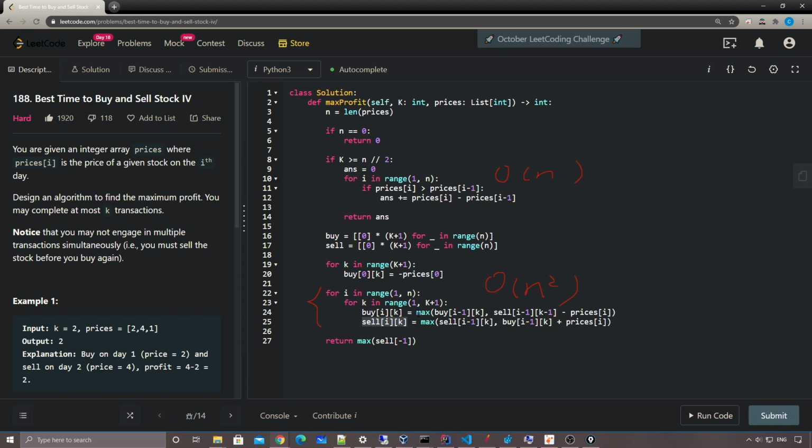Where you don't buy, right? You don't buy at the current state, which means this one has to come from the buy i minus one, because you're saying that even though I don't buy it, the last transaction is still a buy, right? And then if we decide to buy it, then the previous day has to be a sell, and then you can buy it. Of course, don't forget to either increase or decrease the current price. Cool. I think that's okay.